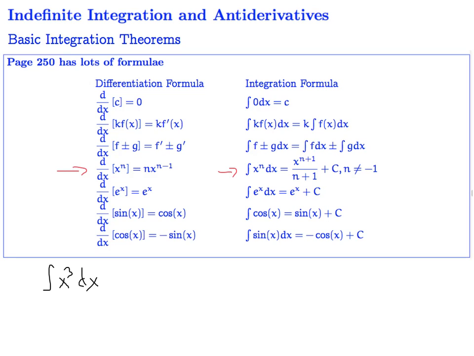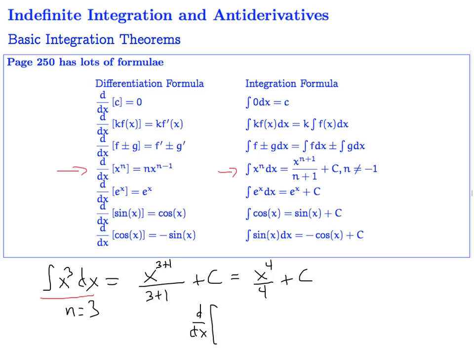The first thing to recognize is that in this case my n is equal to 3. So this means if I just look at it in terms of pushing symbols around, I need to take x to the 3 plus 1 all over 3 plus 1 plus c, because when I simplify this I get x to the 4th over 4 plus c. Now the reason this works is because remember that this over here means I need to find the function whose derivative is x cubed. So let's check this.